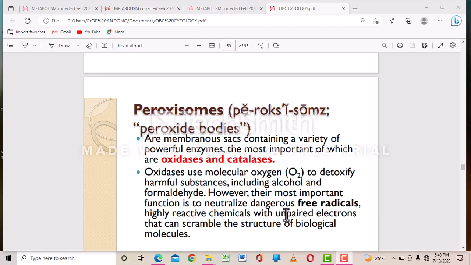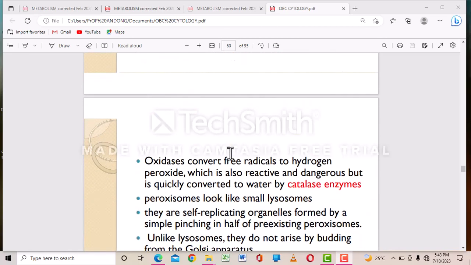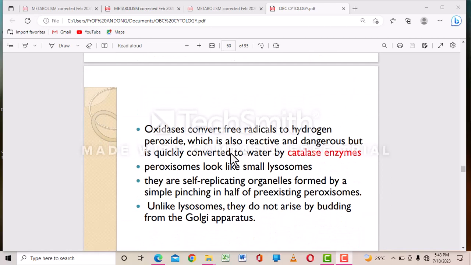But now, how do peroxisomes counteract this effect? With the use of catalase. Catalase detoxifies hydrogen peroxide, or breaks down hydrogen peroxide to water and oxygen. It must be clearly noted that unlike lysosomes that are formed from the Golgi apparatus, peroxisomes are not formed from the Golgi apparatus.